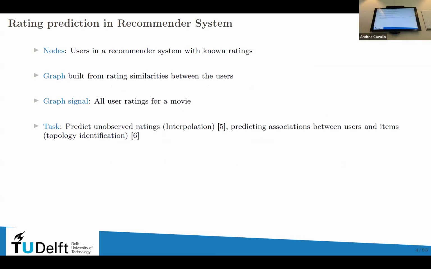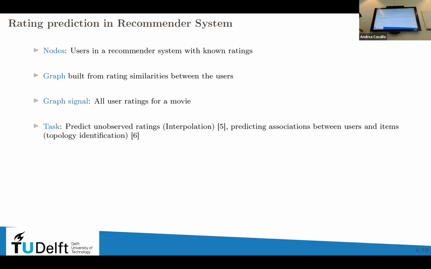An example of this would be rating prediction in recommender systems. Here, always think of a graph. What are my nodes? In this case, my nodes are users. To build a graph, I need to connect users, and that is done through the similarities of the users. If two users have rated some items and they're similar to each other, then you join a node between them, and this is how you build a graph. And what is your graph signal?